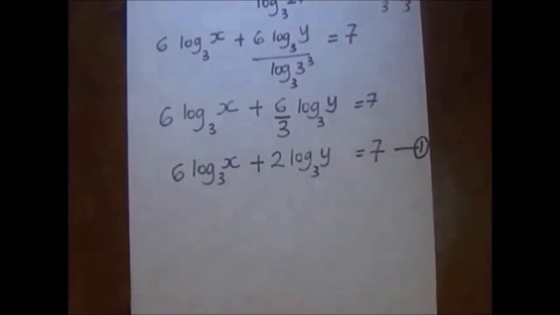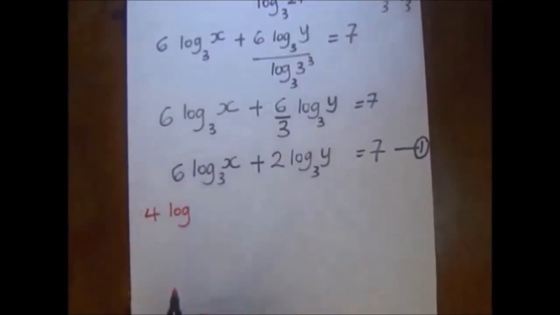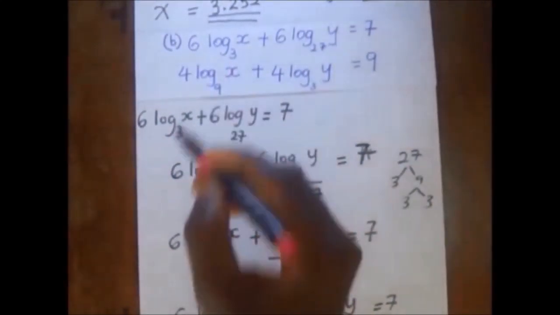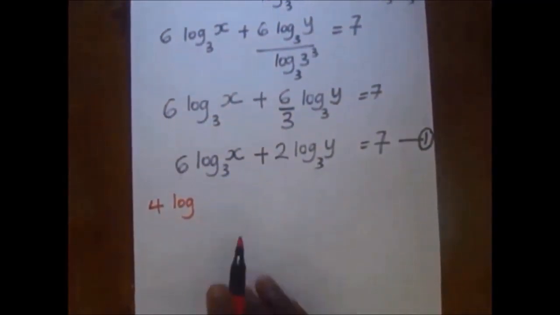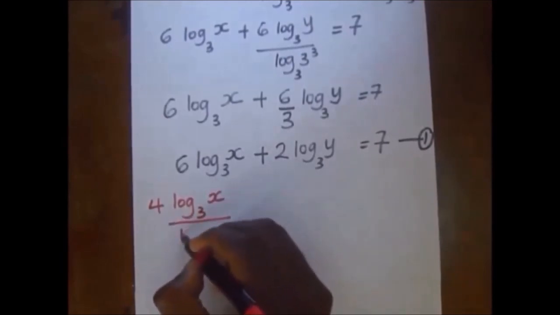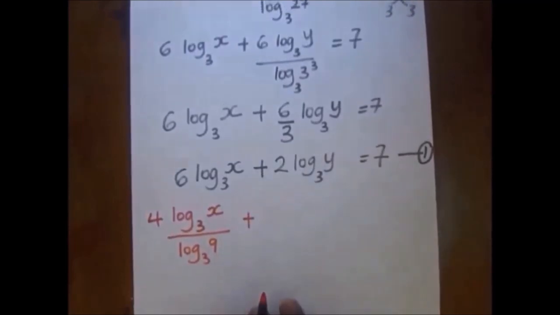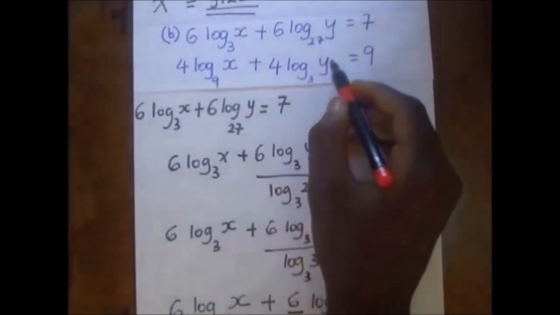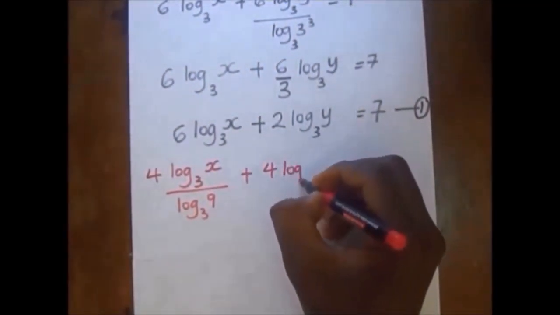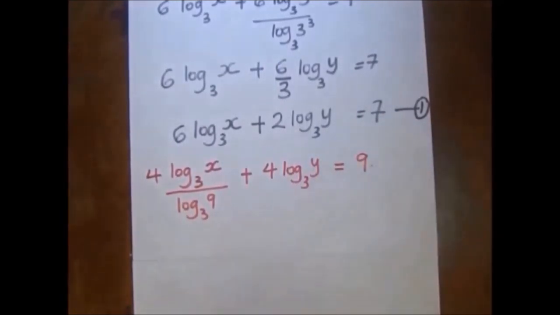So we continue with our calculation for the second case. We are starting with the second equation. The first term is log x base 9, so we are converting it to base 3. It's going to become log base 3 of x over log of 9 base 3. That is going to add plus 4 log of y base 3, plus 4 log y base 3 is going to be equal to 9.